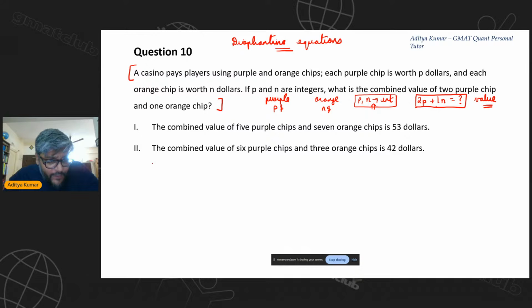But let's go into the first statement here. The first statement says the combined value of 5 purple chips and 7 orange chips is 53. So 5p plus 7n is equal to 53. Now, what most test takers will do is they will let this go and say, no, I can't solve for 2p plus 1n here because I have only one linear equation with two variables. Insufficient. Don't do that, right? Work with it, because you're given p and n to be integers. You have to think about chasing this equation.